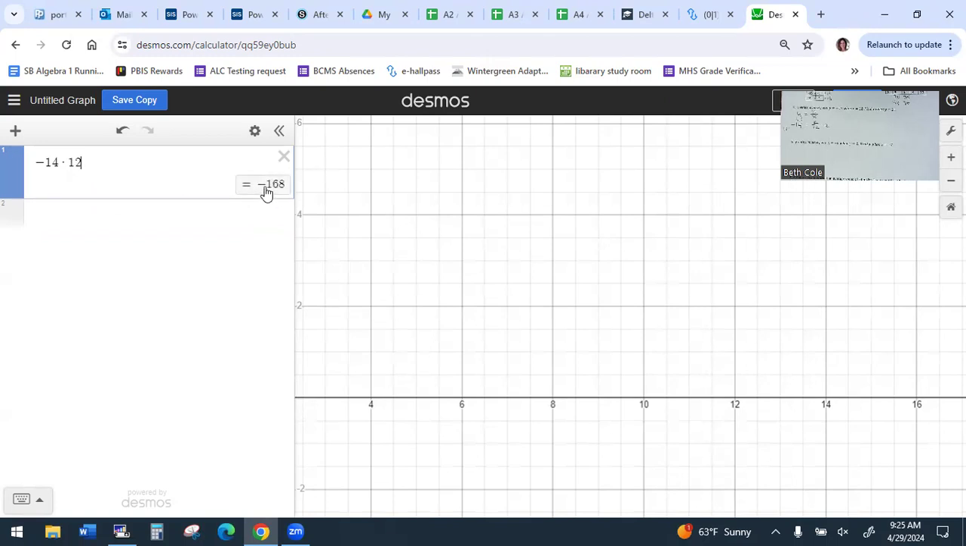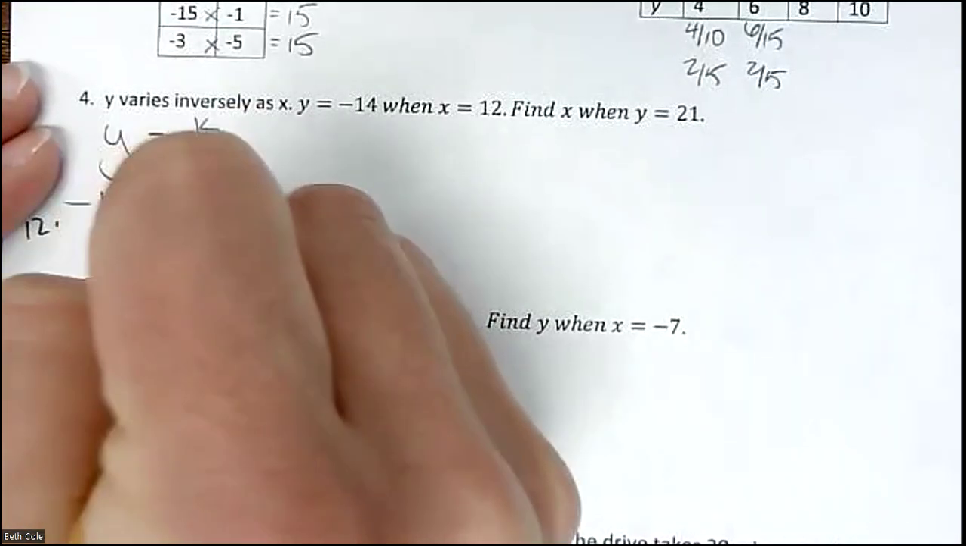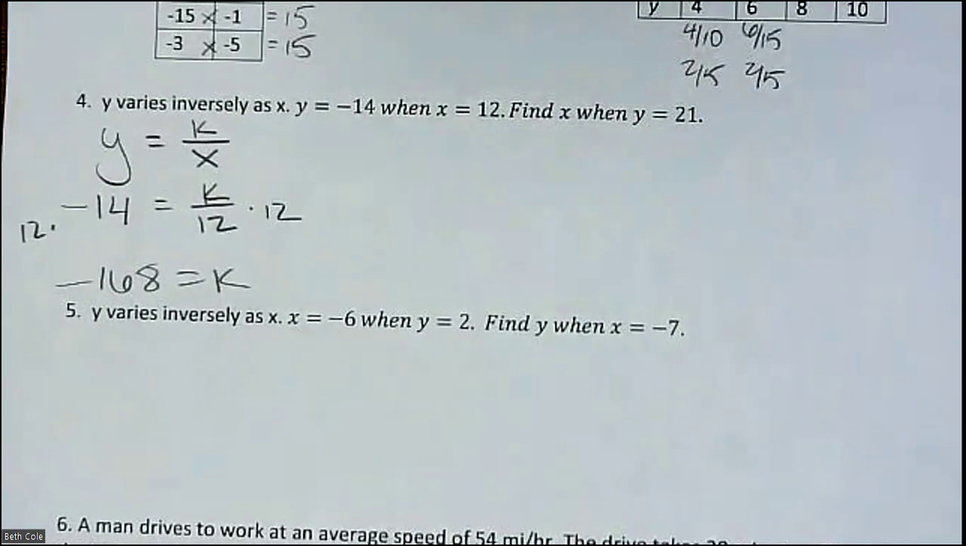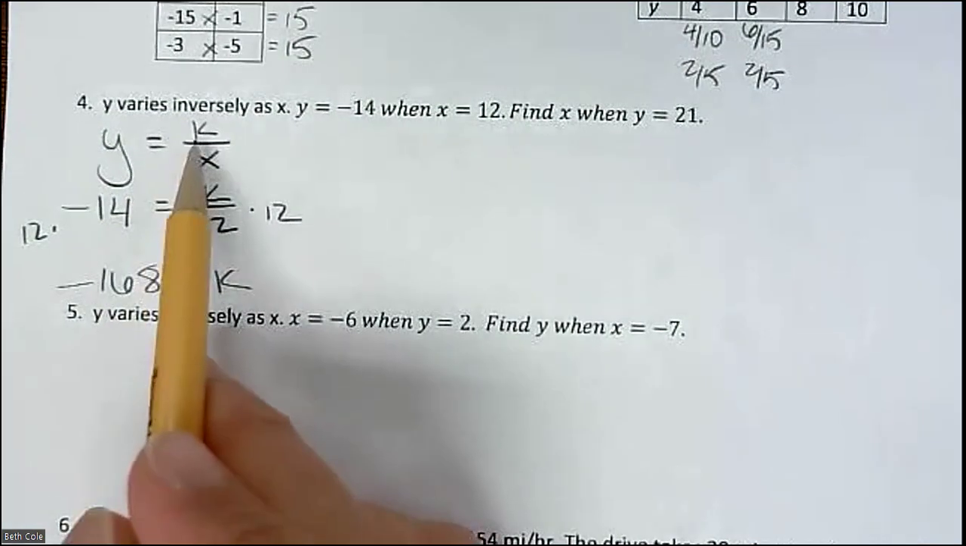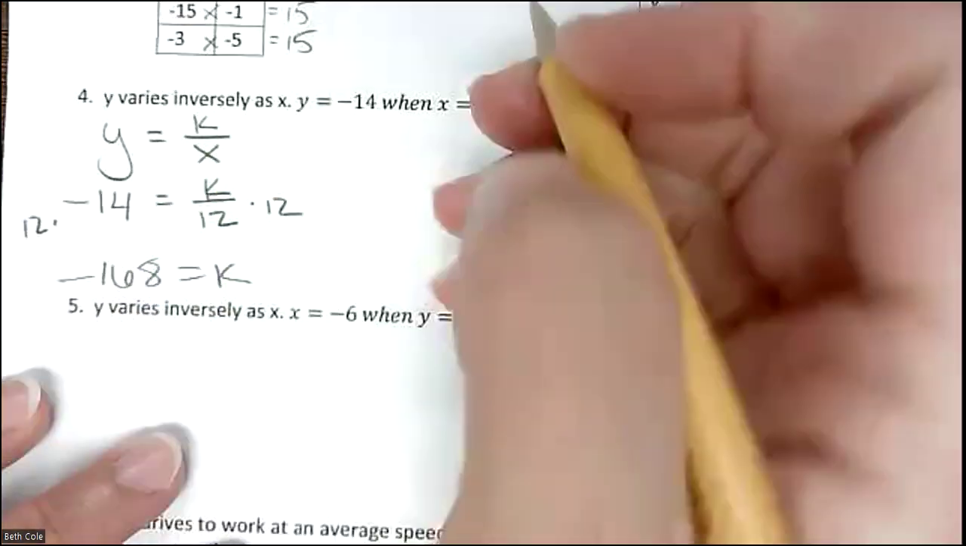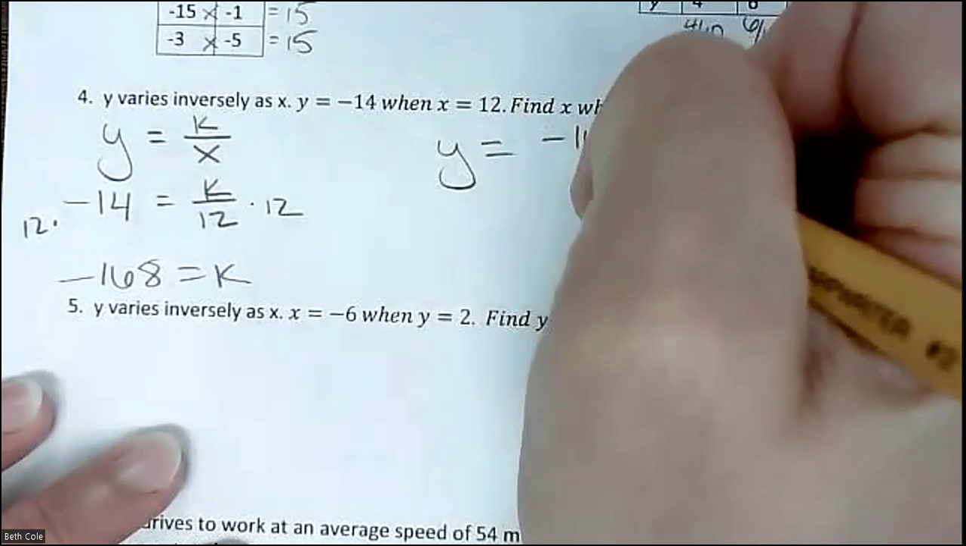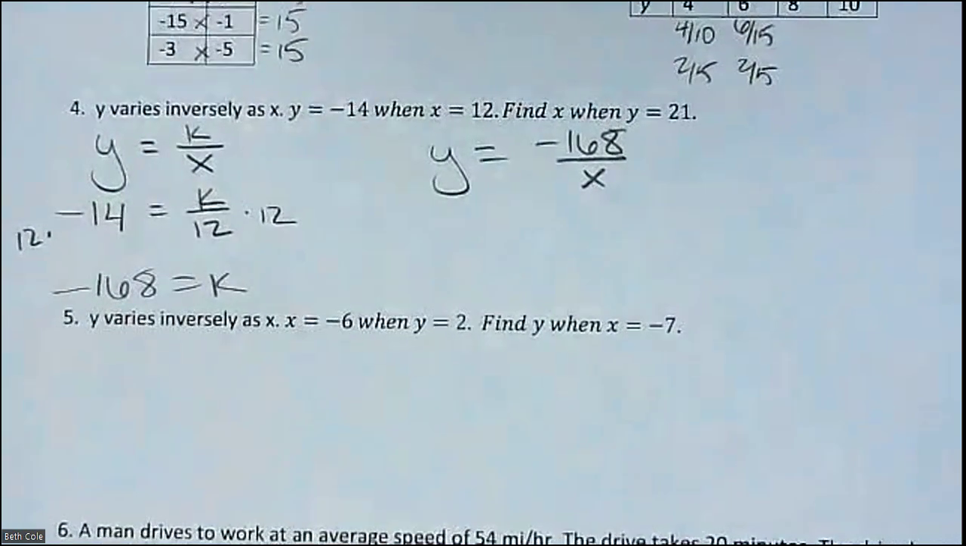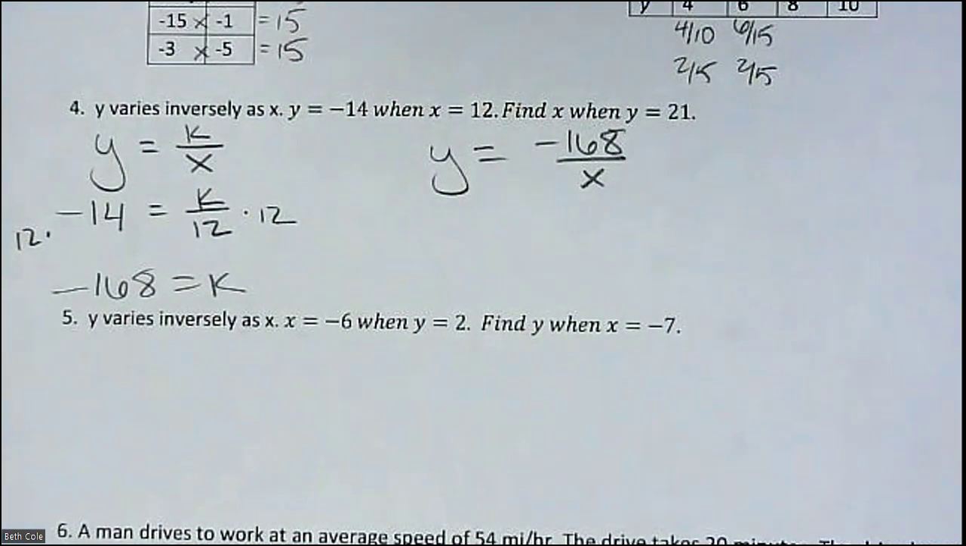It's -168. That is our K value. And then you start back over. It's the exact same thing we did with direct variation, except you have a different formula. So you put that back in for K, y equals -168 over x. And then go to where it says find in the problem.